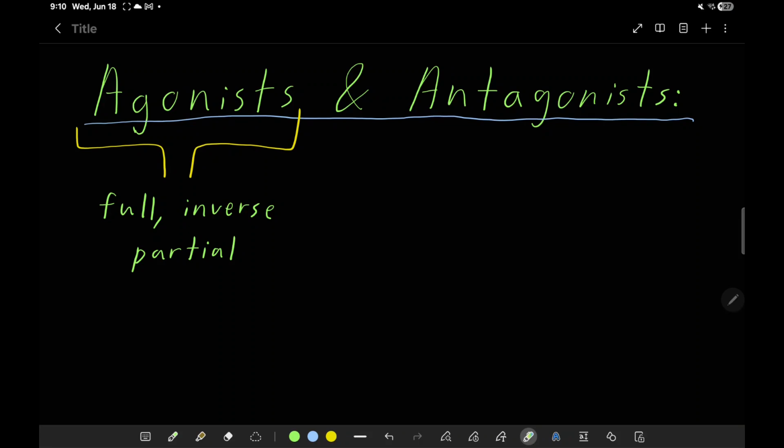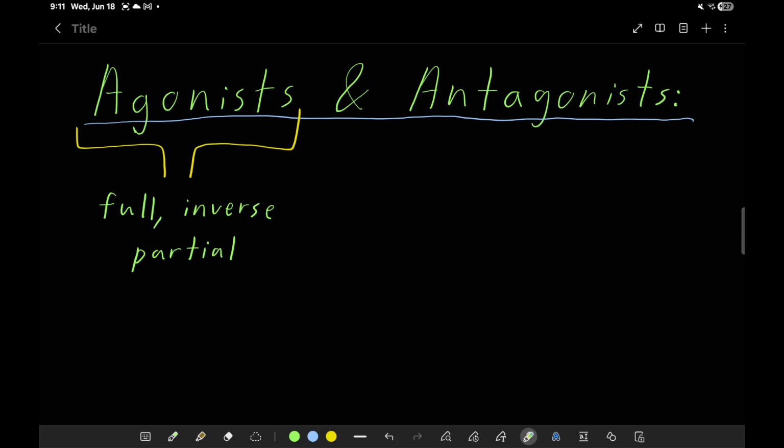In the last video, we explored efficacy, affinity, and potency, as well as dose-response curves. But in this video, we're going to learn about different types of agonists, such as full agonists, inverse agonists, and partial agonists, as well as antagonists. We're going to learn how they work on receptors to affect the responses of a cell.